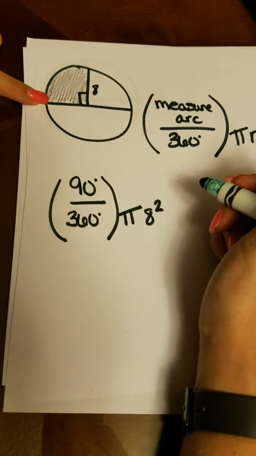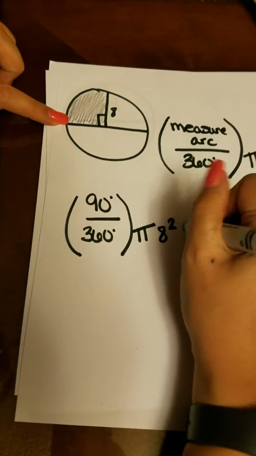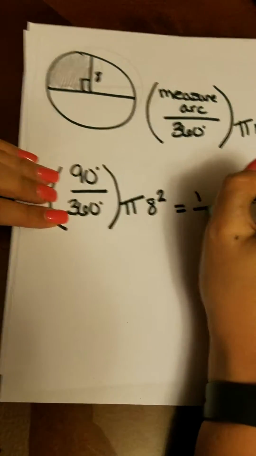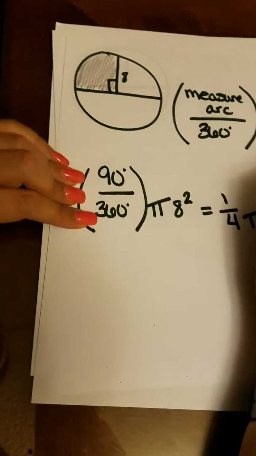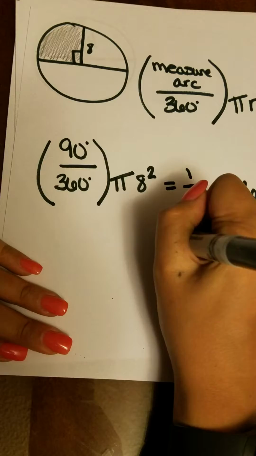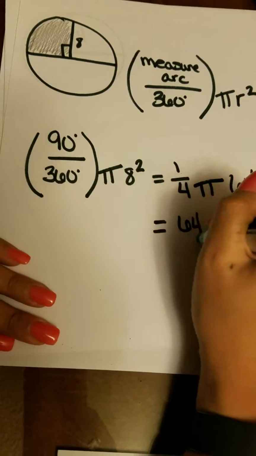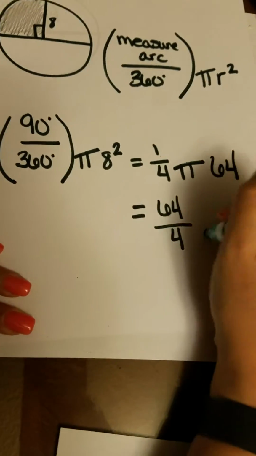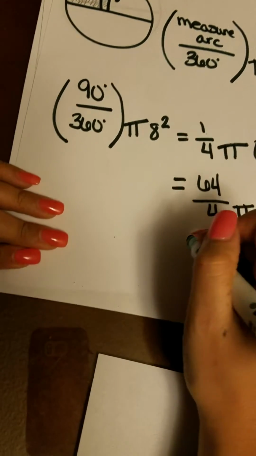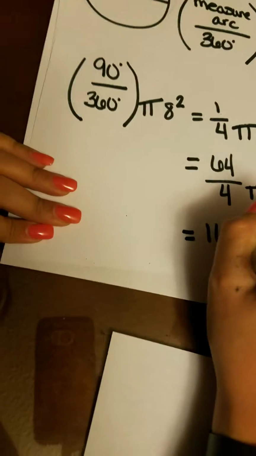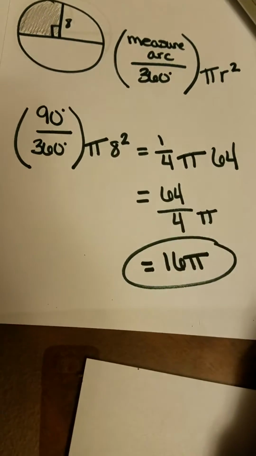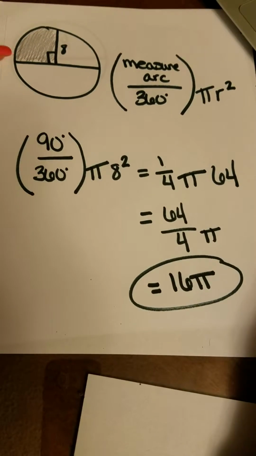Since the central angle is 90 degrees, this tells us it's 1/4 of the circle, and this makes sense since 90 over 360 simplifies to 1/4. Carry our pi over, and 8 squared is 64. To simplify this further, we have 64 divided by 4 times pi, and 64 divided by 4 simplifies to 16 pi. And this is the exact area of this shaded sector.